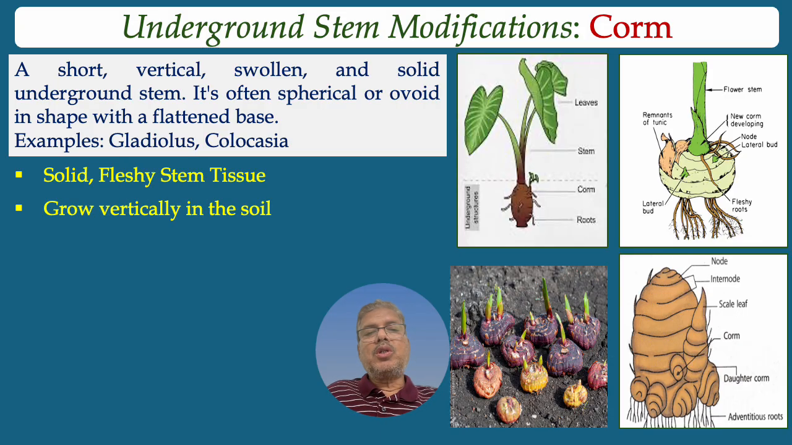Unlike rhizomes which grow horizontally, corms typically grow vertically in the soil. Like all true stems, corms possess distinct nodes and internodes.